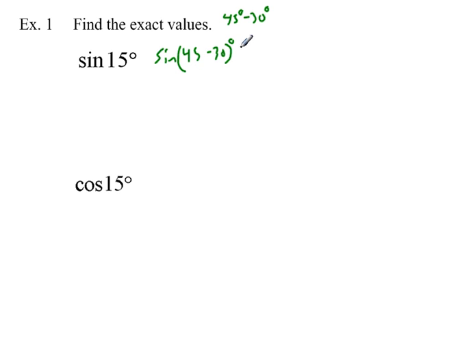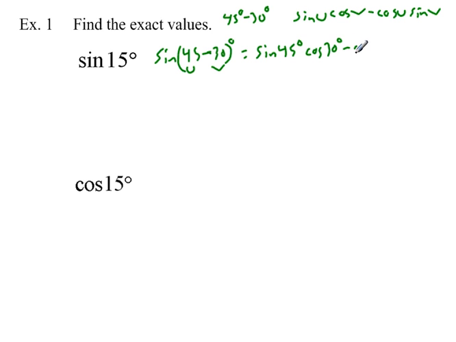Now think about those formulas on the previous page. Here's your U, here's your V. We're using the sign on the bottom because it's minus, so let's use the appropriate formula that looks like this. It's the sine of U times the cosine of V minus the cosine of U times the sine of V. Okay, so that tells me this is equal to the sine of 45 degrees times the cosine of 30 degrees minus the cosine of 45 degrees times the sine of 30 degrees.